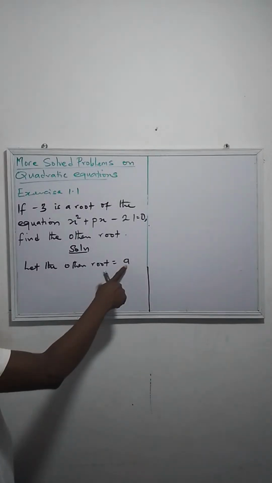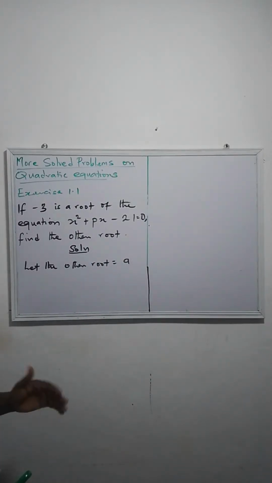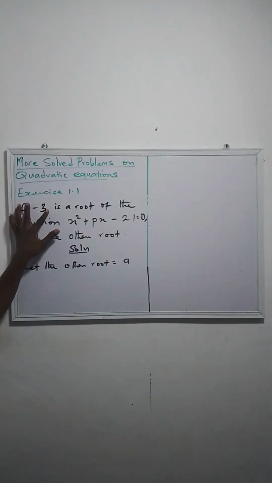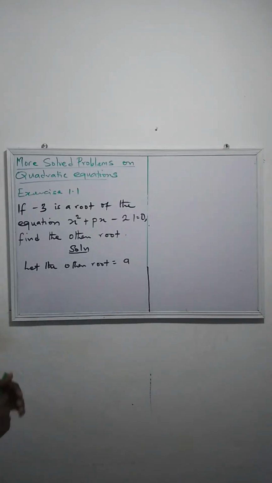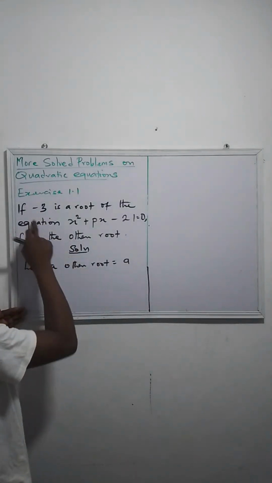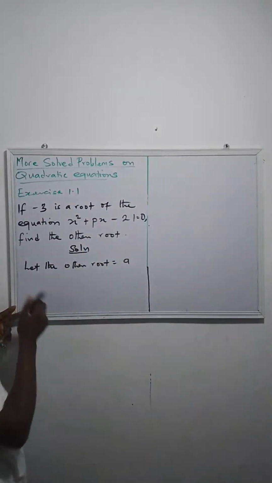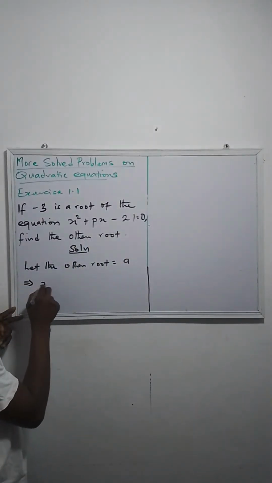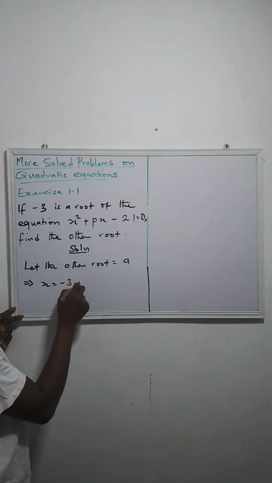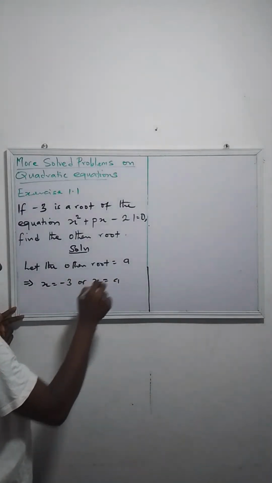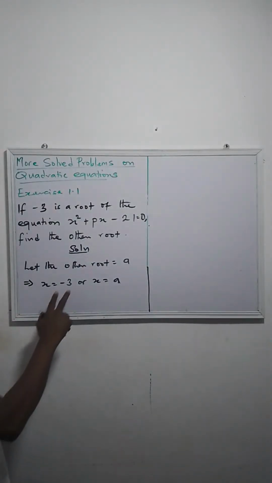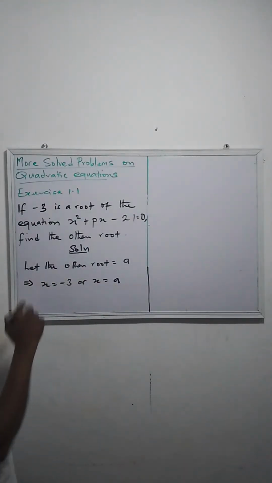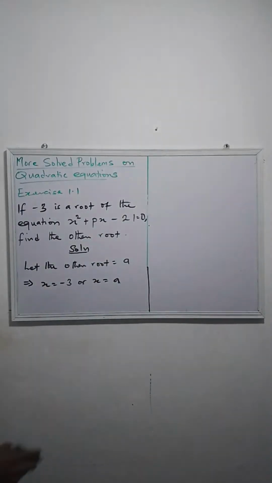The other root is a. So that means we now have the two roots here: negative 3 and a, which we don't know. Now if these are the two roots of this quadratic equation, that implies that x is negative 3 or x equals a. Do you agree with that? Okay, so that's what we're going to have because these are the roots, the answers to this quadratic equation.